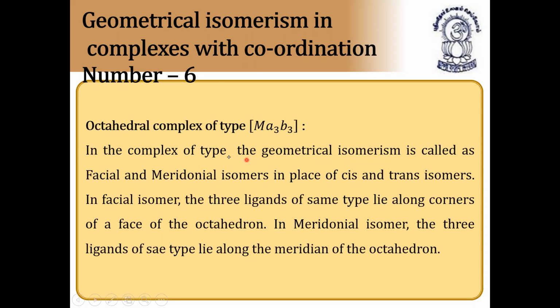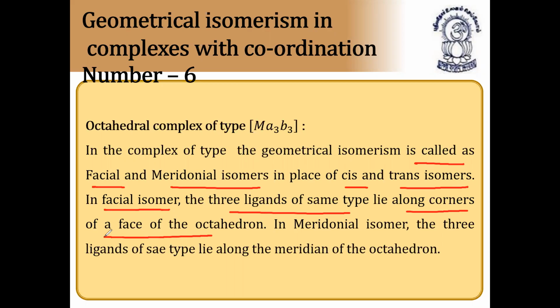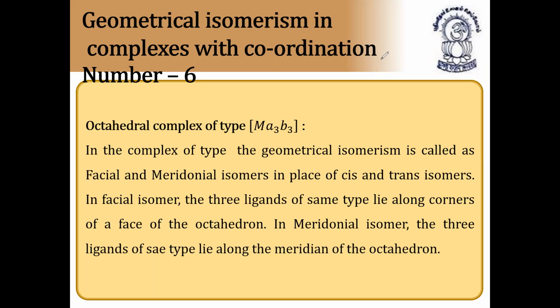In this complex type, the geometrical isomerism is called facial and meridional isomers in place of cis and trans. In facial isomers, the 3 ligands of the same type lie along the corners of a face of the octahedron. And in the meridional isomer, the 3 ligands of the same type lie along the meridian of the octahedron. So please listen carefully. Here, two important positions: one is corner, another is meridian.